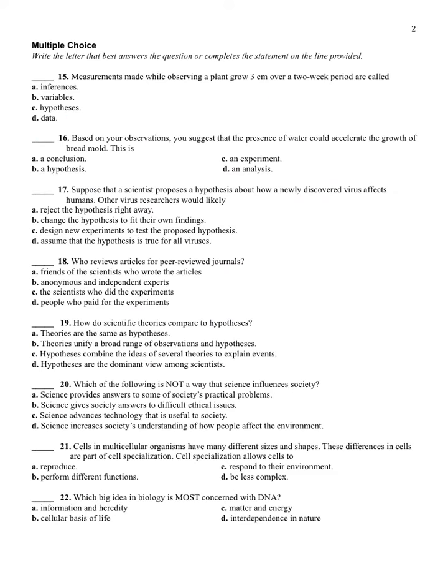Now we can move on to some of the multiple choice questions. Number 15 says measurements made while observing a plant grow 3 centimeters over a 2-week period are called, and our keyword here is measurements. Oftentimes when you're measuring something, you are collecting data. So the correct answer is letter D.